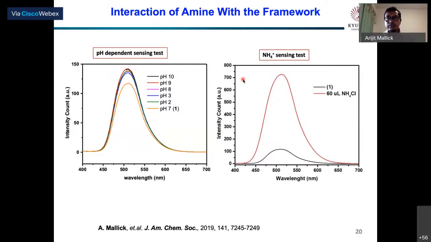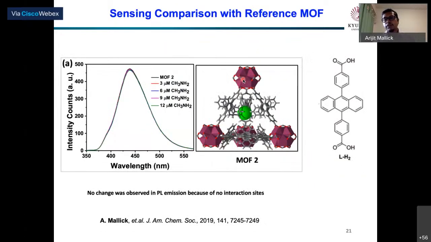And these ammonium ions may be mainly responsible for the interaction with this linker. To confirm this, we synthesized another MOF which has a similar length, but no heteroatom to interact with the amine. It is anthracene, which doesn't have any heteroatom, and it forms a similar structure with similar fcu topology, but there are no interaction sites. It is also luminescent, and we have seen that after addition of amine, there is no change in luminescence. So we confirm that these amines go inside the framework and interact with the thiazole functionality.